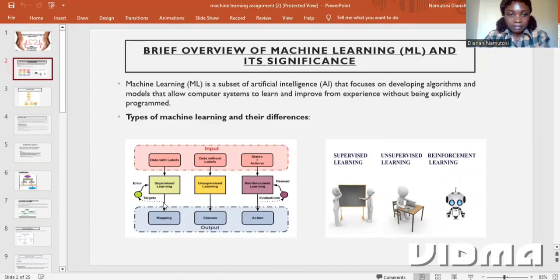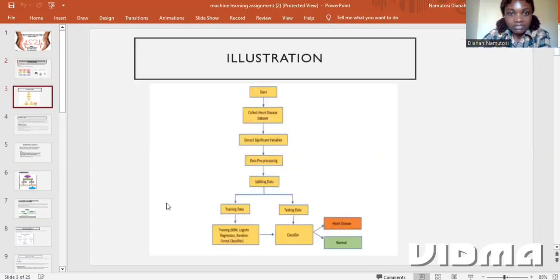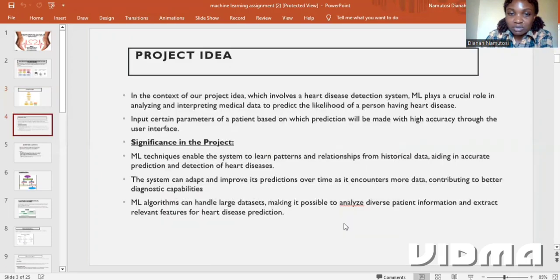First of all, how we're going to apply machine learning in this project is what I've talked about: categorizing patients' data and then predicting whether they have the disease or not. The first stage is collecting the data, then extracting the variables from the data that I've talked about before you process it. If the data is noisy, you have to clean it, and then you split it into the training data and the testing data. The data is fed into the classifier to give you a result on whether the person has the disease or not.